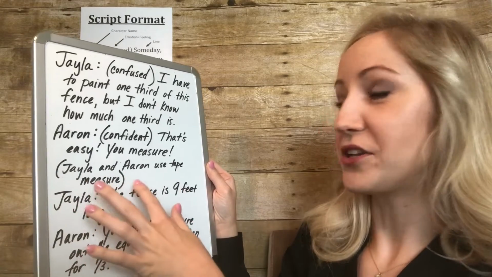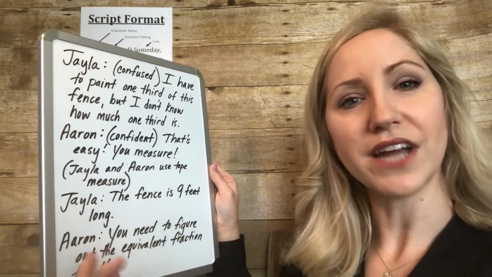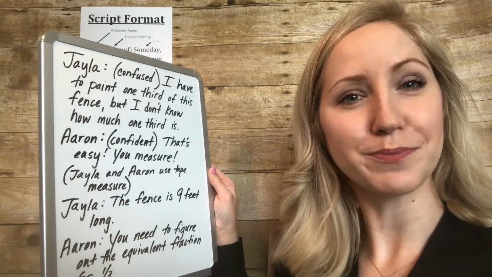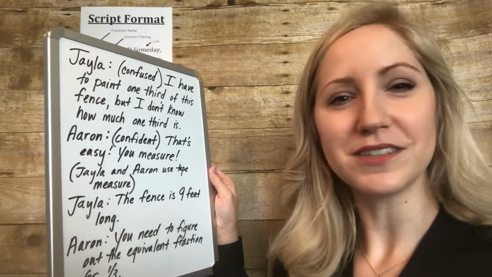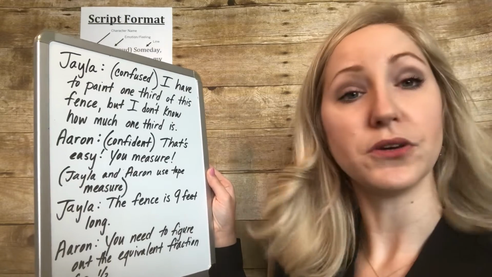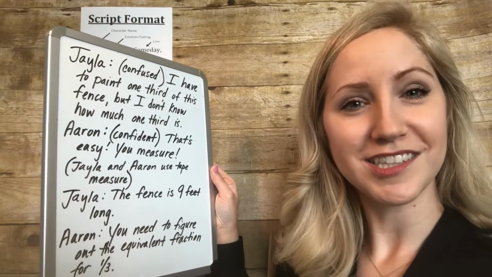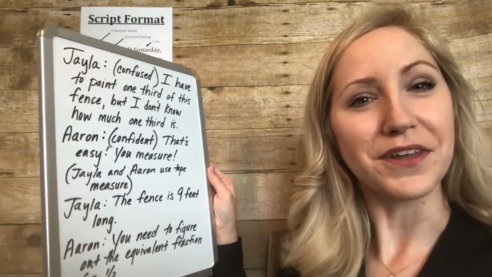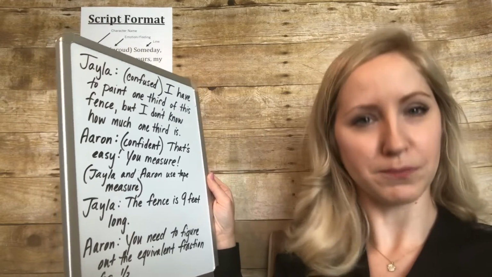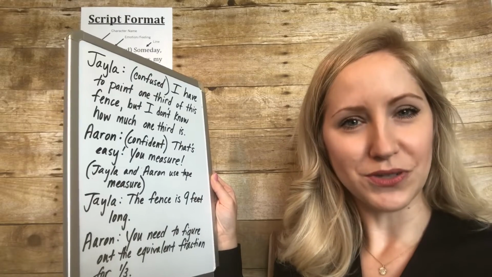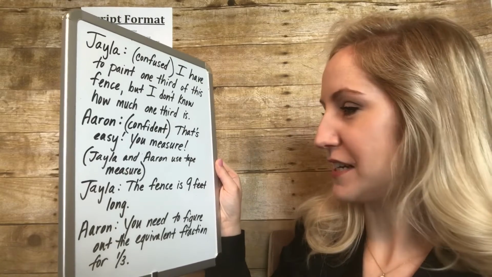So Jayla and Aaron use a tape measure. Of course, Jayla nor Aaron, or the students playing Jayla or Aaron, nobody's going to say "Jayla and Aaron use a tape measure." Instead, they're simply going to pick up their tape measure prop or something representing the tape measure to utilize it in the next part of the scene.